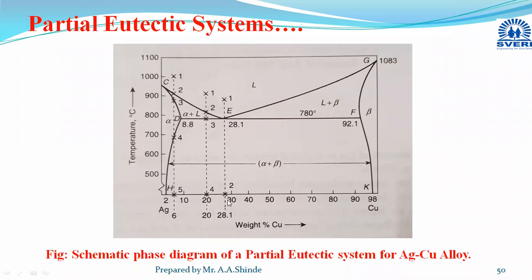Then mark one curve here. Then towards the left hand side, when composition is less than this eutectic composition, here the eutectic composition is 28.1% copper. When composition is less than this 28.1%, it will be considered a hypoeutectic alloy. And when composition is more than this 28.1, towards this side, it will be considered a hypereutectic alloy.